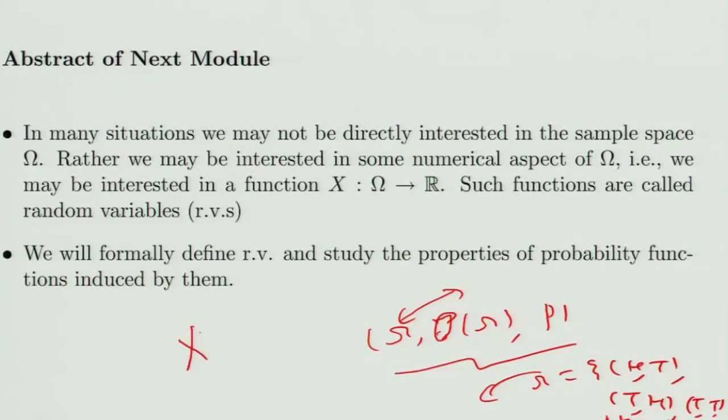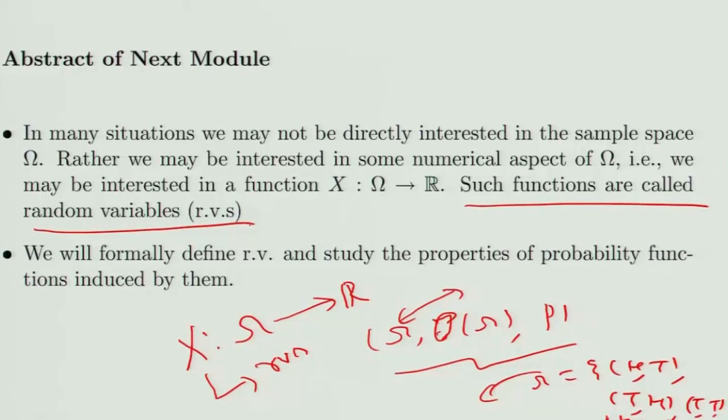So what I am interested in, that means, is a function on Omega which is real valued. And such functions are called random variables. So we'll introduce the concept of a random variable in the next module. We'll study various properties of a random variable and how they are random in certain sense.